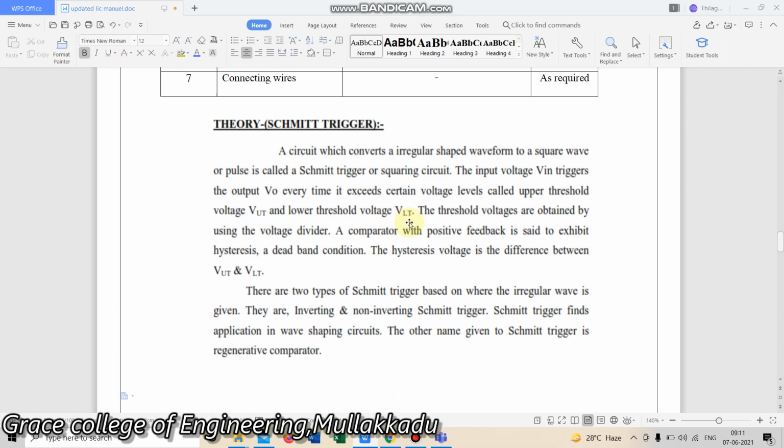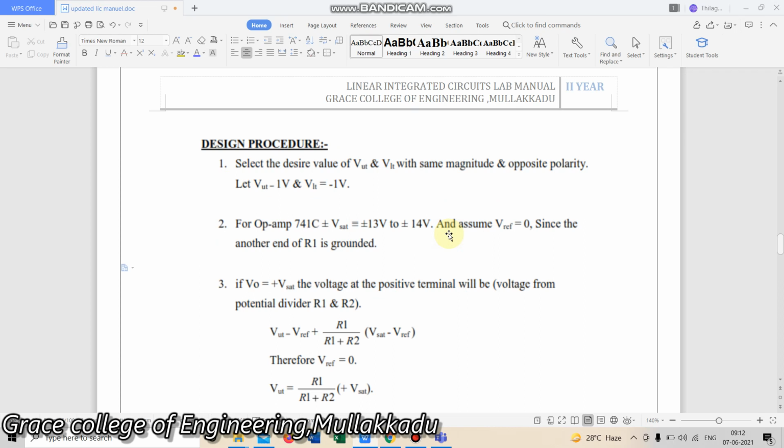the voltage divider network. And here the circuit used is a comparator, which consists of positive feedback, and the effect performed in this circuit is called the hysteresis effect, or deadband condition. The hysteresis voltage is the difference between the upper threshold voltage and the lower threshold voltage. There are two types of Schmitt trigger, where the irregular waves are obtained by means of either inverting or non-inverting Schmitt triggering. Schmitt triggering finds application in wave shaping circuits. It uses a regenerative comparator circuit.